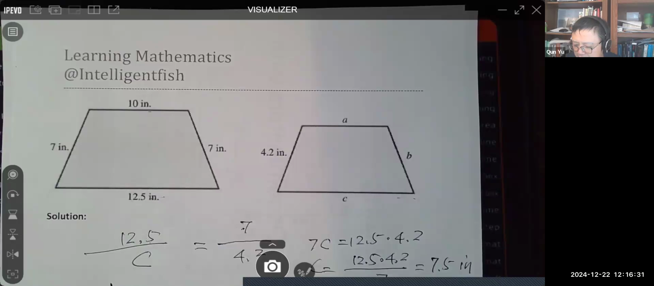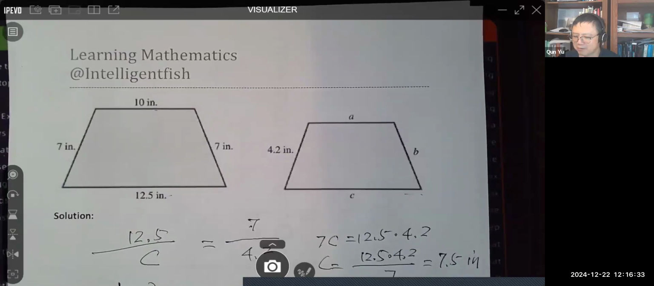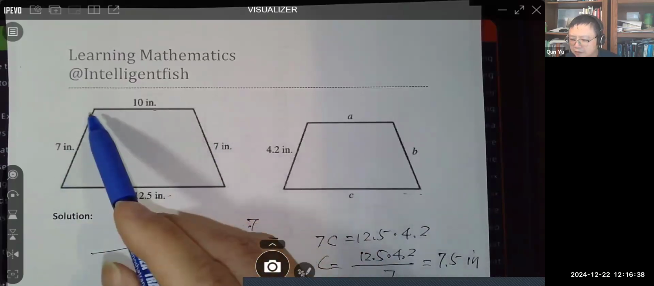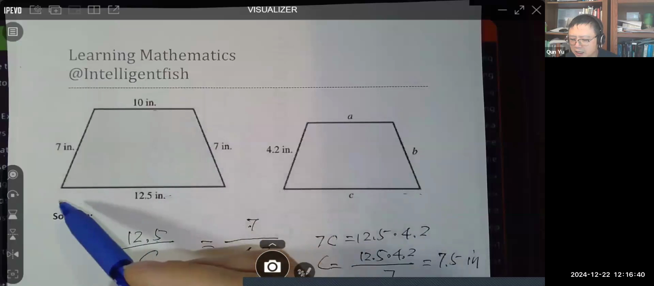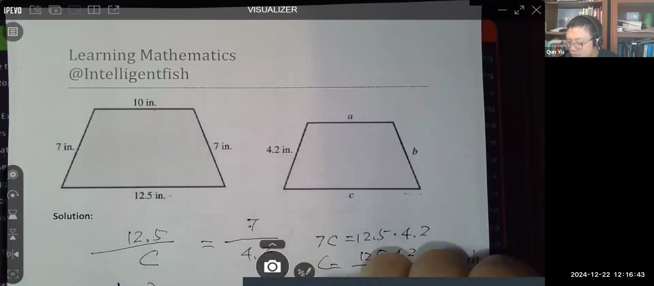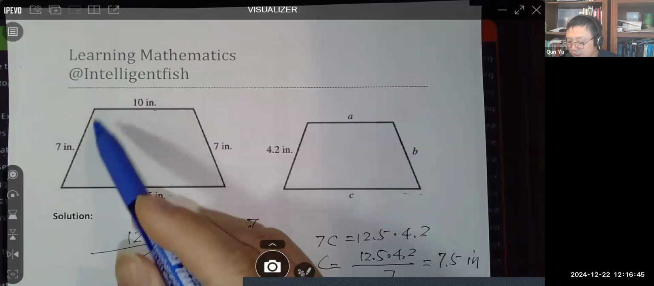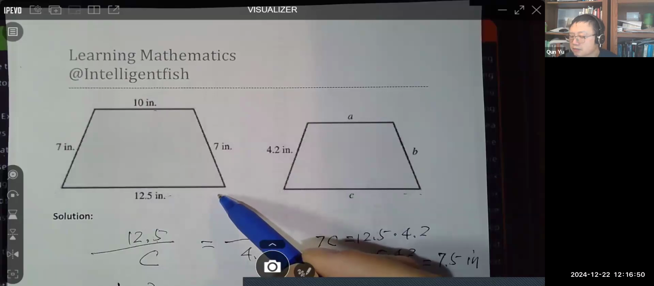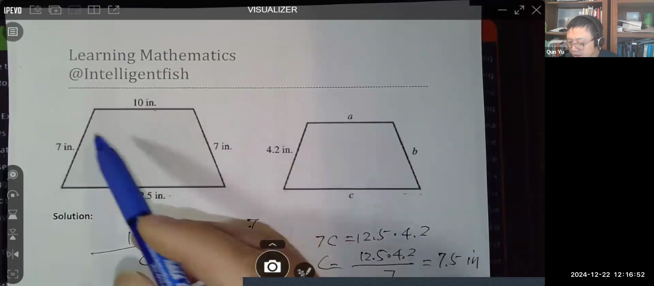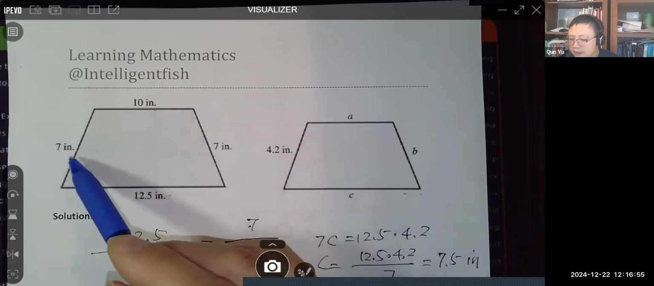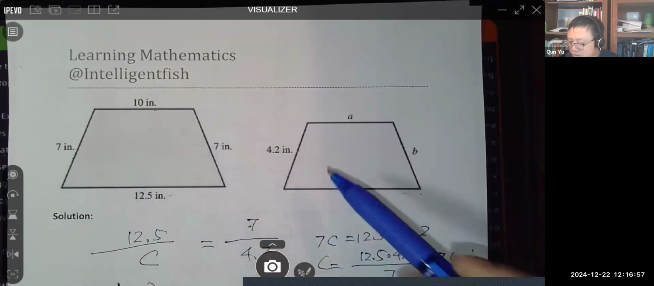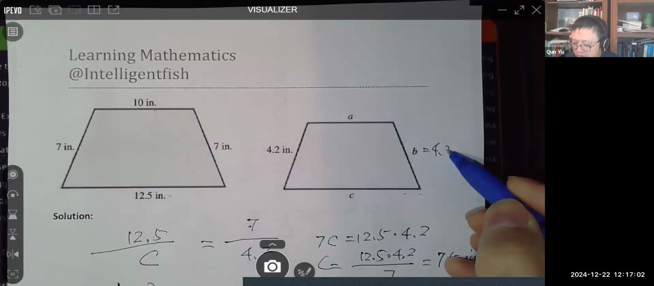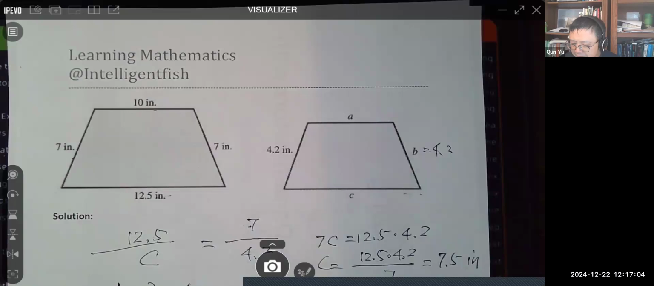How about the B? We don't need to solve for B. You know why? Because it's a trapezoid. A trapezoid is a four-sided figure where one pair of opposite sides are parallel, and that's all that is required. The other sides don't have to be parallel. They don't have to be unparallel either. That means we don't care, it can be anything. They don't have to be equal either. In this case, they happen to be equal. Since these two have the same shape, this one will be equal to 4.2. So we don't need to solve for B.